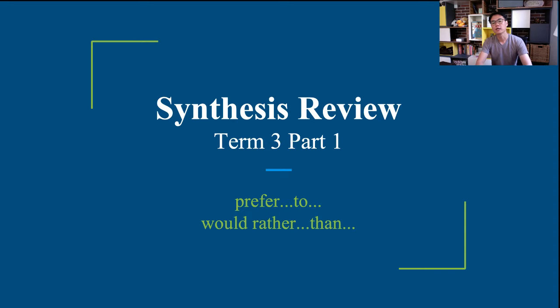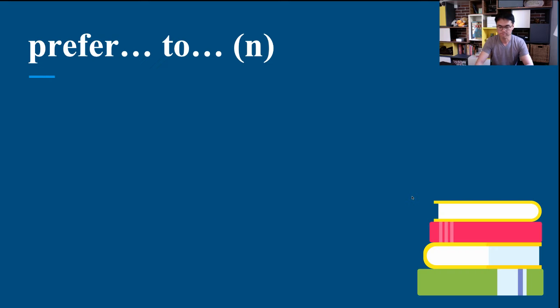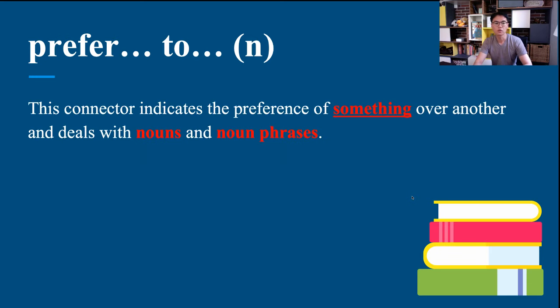Alright, so without further ado, let's get into the first part where I'll be talking about prefer to and would rather than. Two very commonly mistaken synthesis items because their meanings are very similar, even though the way that they work is different. Alright, so let's begin with prefer to. As you'll notice in the bracket on top, prefer to is followed by a bracket N, and in case you're wondering, it stands for nouns, right? Because prefer to talks about preference for or preference of something over another. So it deals with nouns and noun phrases.